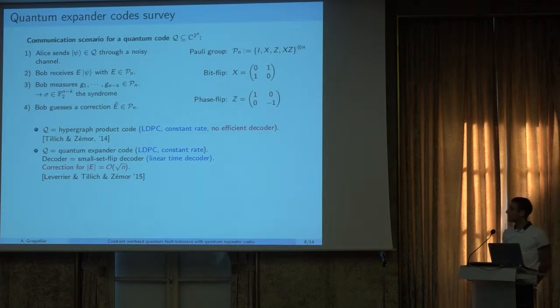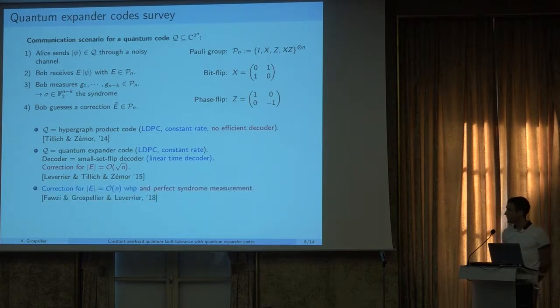But this result is not enough in the context of fault tolerance, because they only proved that it is possible to correct errors of size up to a fraction of the minimal distance. Whereas in the context of fault tolerance, what we want is to correct linear size errors with high probability.